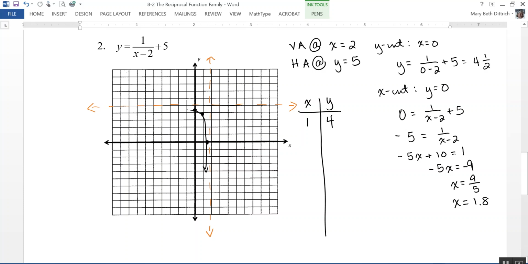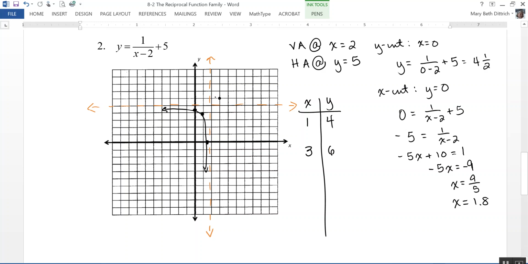But unfortunately, my x and y-intercept didn't give me any values up here, so I'm going to have to pick a few values that are going to work over here. So let's see, how about right here? When x equals 3, plugging that in, I get a value of 6. So that's going to be 3, 6, which is good.